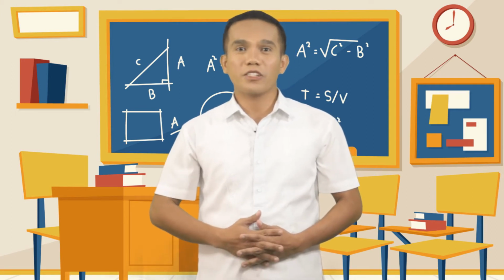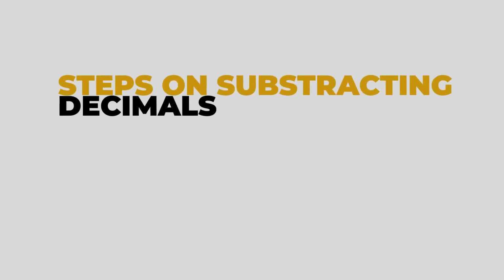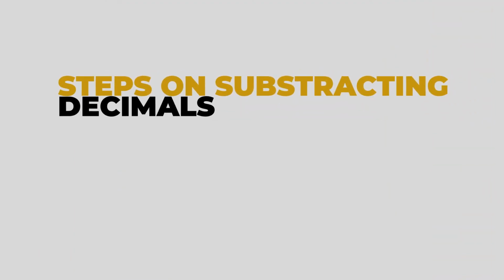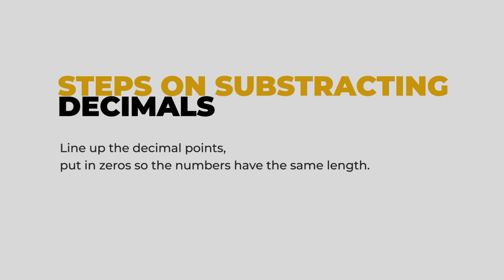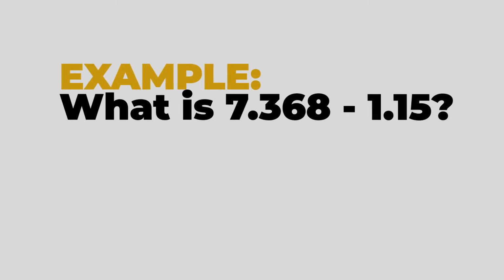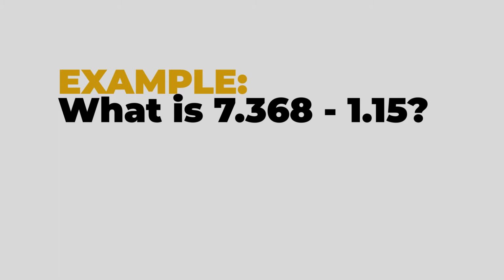How about subtraction of decimals? To subtract, follow the same method. Line up the decimal points. Put in zeros so the numbers have the same length. Then subtract. Example, what is 7 and 368 thousandths minus 1 and 15 hundredths?